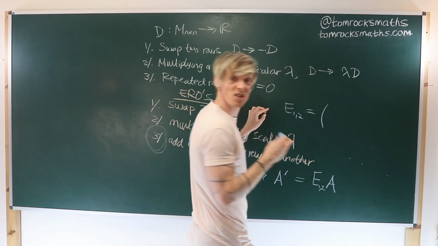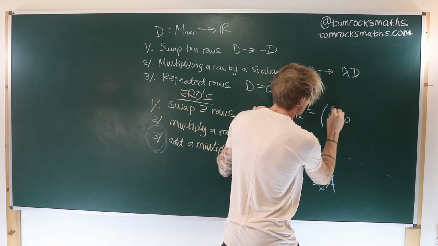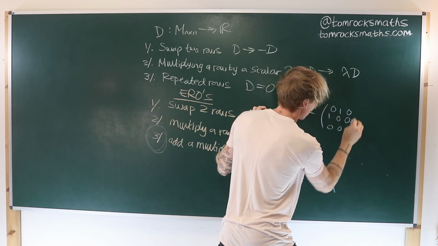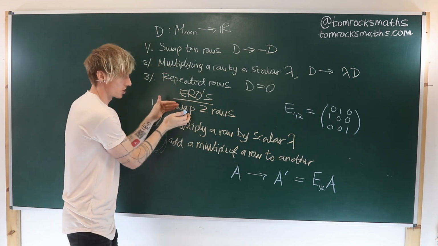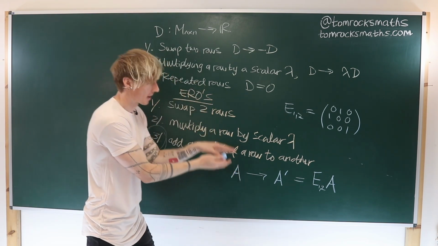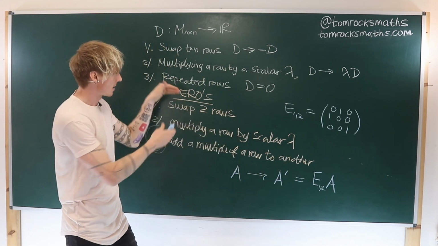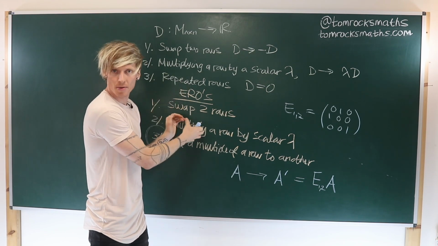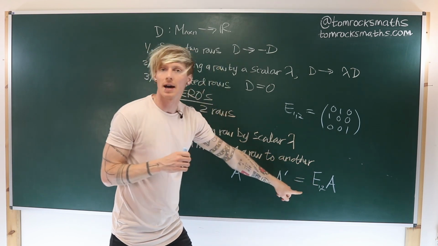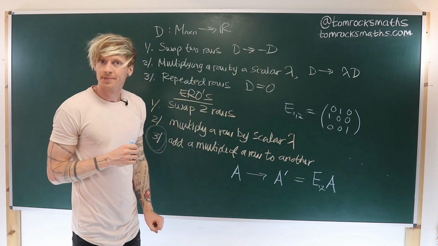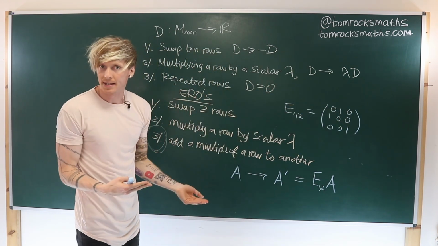So if we take it to be a 3 by 3 matrix, then we would have 1, 0, 0 on top, then 0, 1, 0, then 0, 0, 1, with the first two rows swapped. So the ERO that you want to do to your matrix A, to get the elementary matrix, you simply apply the same elementary row operation to the identity, and then you pre-multiply by that matrix. So when you're swapping rows, it's just a case of swapping the rows in the identity.